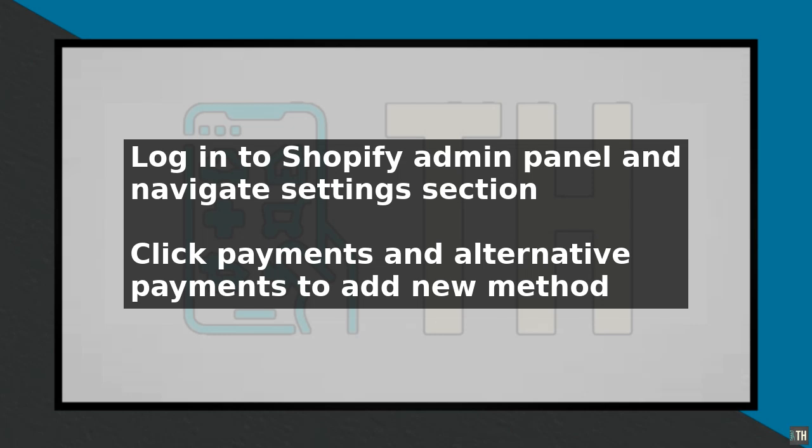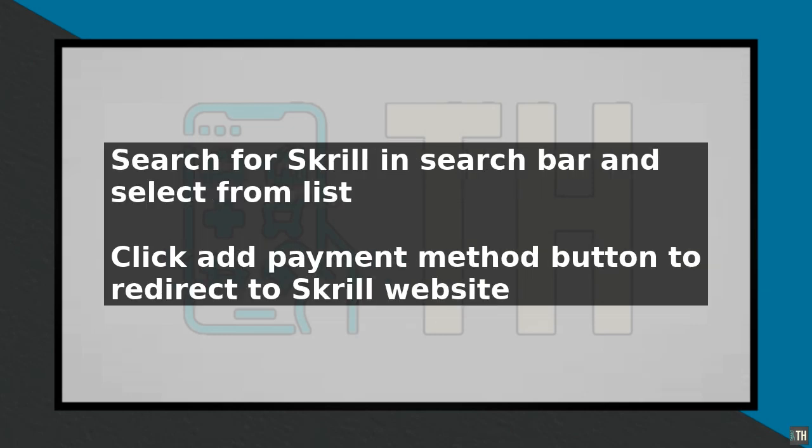Click the Add Payment Method button and search for Skrill in the search bar. Select Skrill from the list of available payment gateways and click the Add Payment Method button. You will be redirected to the Skrill website where you will need to log in to your Skrill account, or create a new one if you do not have an existing account.